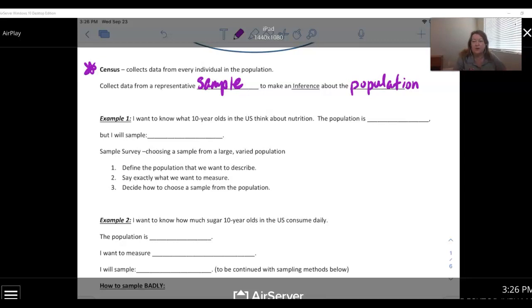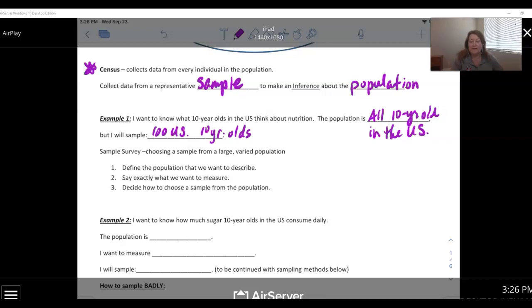Okay, so in example 1, it says, I want to know what 10-year-olds in the US think about nutrition. The population would be all 10-year-olds in the US. That's what I'm trying to find out information about, but I'm going to sample some smaller group instead. So maybe I will sample 100 US 10-year-olds instead.